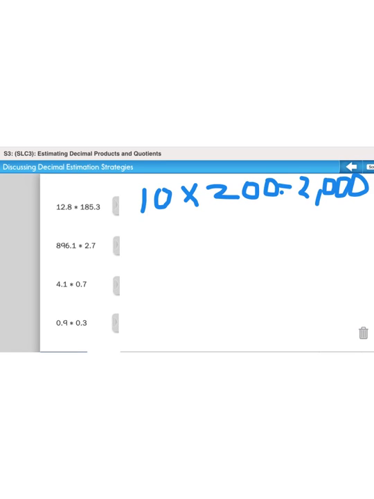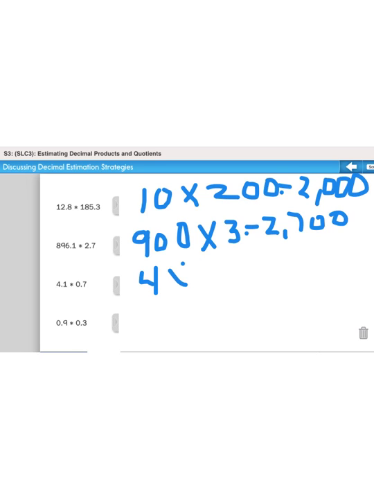896 and 1/10, we could round to 900, and then 2 7/10, we could round to 3, which would give us an answer of 2,700. 4.1 would easily round to 4, and then 7/10 we could round to 1, and we all know that 4 times 1 is 4.